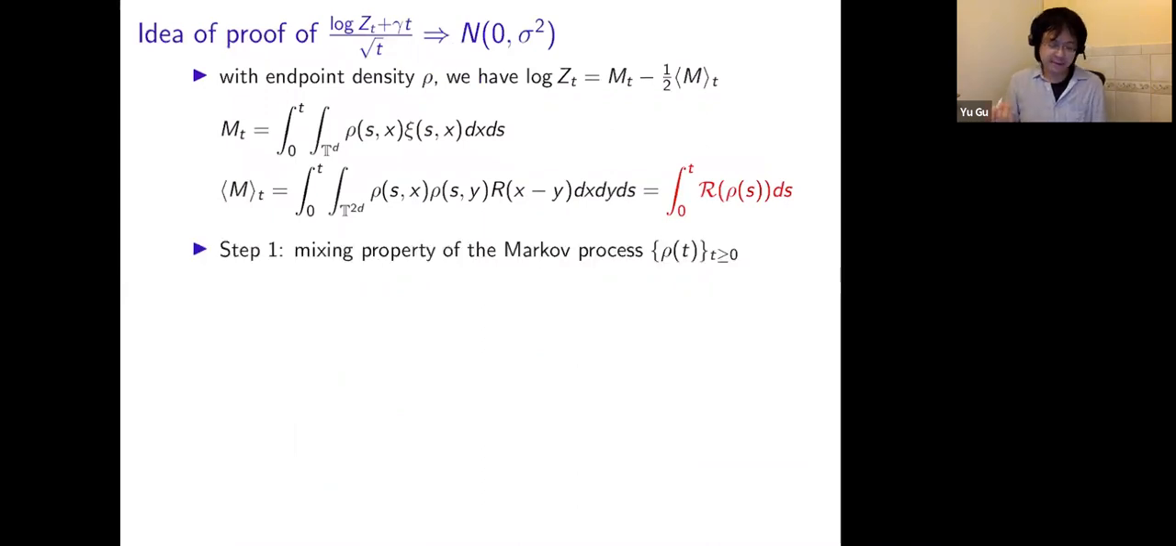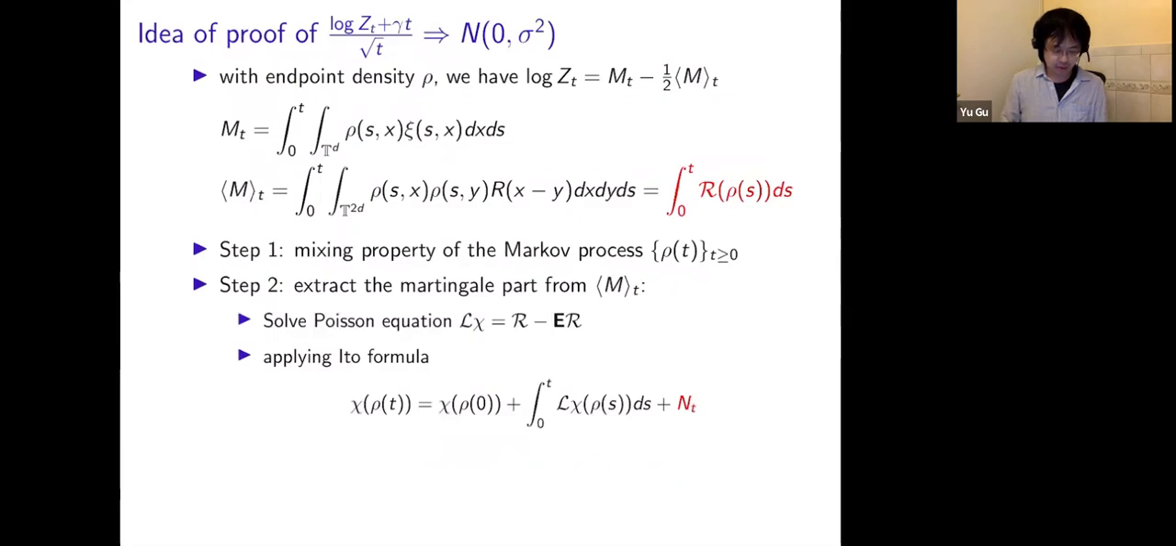As I mentioned, the first step is to show a certain mixing property of this process rho. Then the second step is, if you have enough mixing from rho, you know how to deal with the martingale, but you still need to deal with this additive function of rho. So you need to extract the martingale part from this term. A rather standard thing to do is to solve a Poisson equation. This L here is the generator of rho. To solve the Poisson equation, I need the right-hand side to have mean zero. So this is the expression of R under the invariant measure of rho, if rho has an invariant measure.